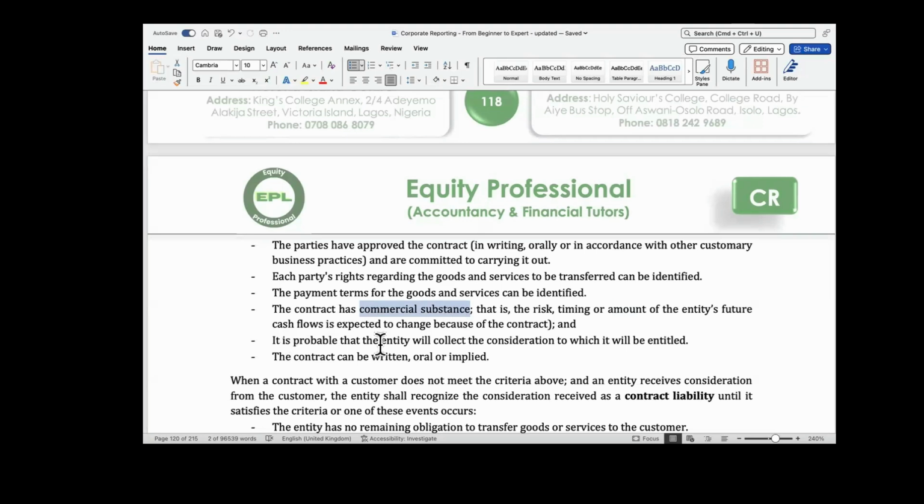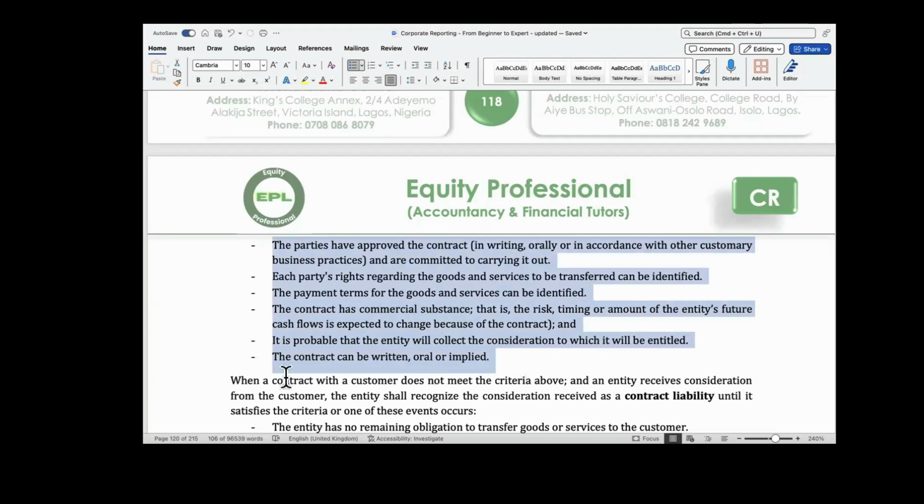Next is that it is probable that the entity will collect the consideration to which it will be entitled. We have to be sure that we'll collect our money. And the contract can be written, oral, or implied. So you have to know these six, because these six must exist before we can say a contract exists in line with IFRS 15.